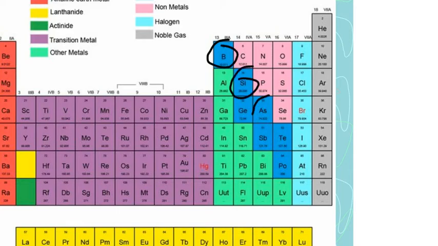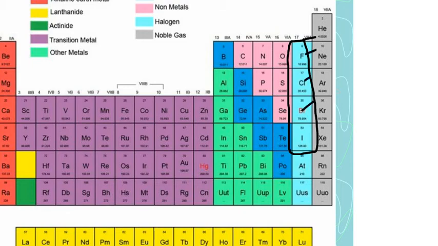Boron, silicon, arsenic, tellurium, and New York State Regents considers At to be a metalloid. Germanium, named after Germany, and antimony. Those 7 are the metalloids that New York State Regents would like you to know. And then over here, as I said, these are our halogens. We really don't consider At a halogen. It's really these 4, fluorine, chlorine, bromine, and iodine that we consider our halogens.